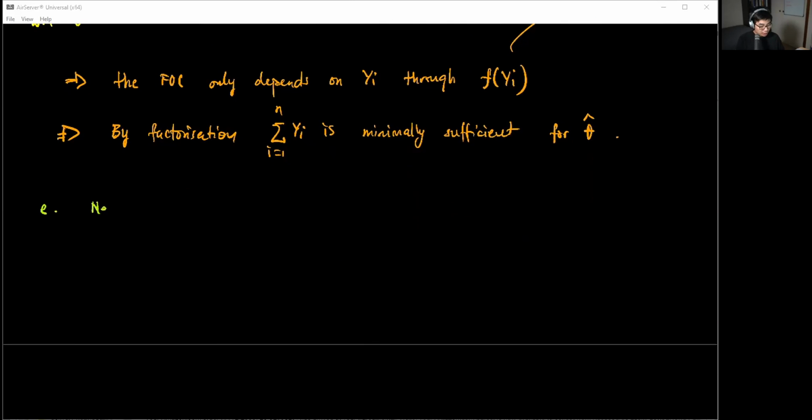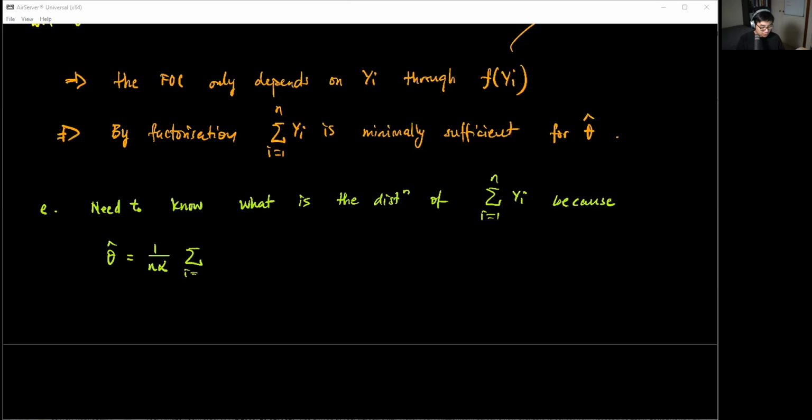So we need to know what is the distribution of this sum right here, of our sufficient statistic, because theta hat is equal to 1 over n alpha times that sum, where n is equal to 5 and alpha is equal to 2. So in other words, if we know the distribution of this sum, we can figure out the distribution of theta hat.